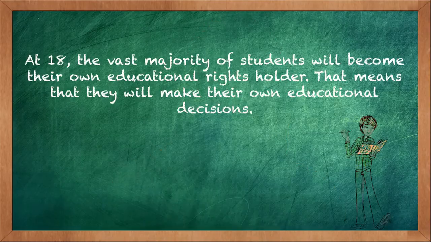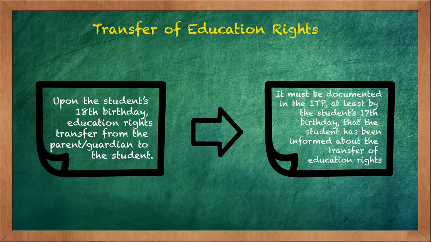Let's discuss another big picture issue that comes up with transitions. At 18, the vast majority of students will become their own educational rights holder. That means that they will make their own educational decisions. In another unit, we'll further explore this, but for now, I think it's important to just remember this aspect of your child's education experience.